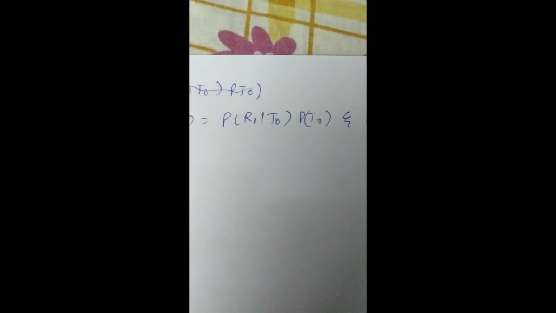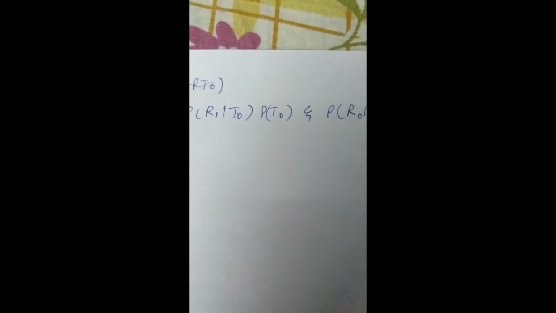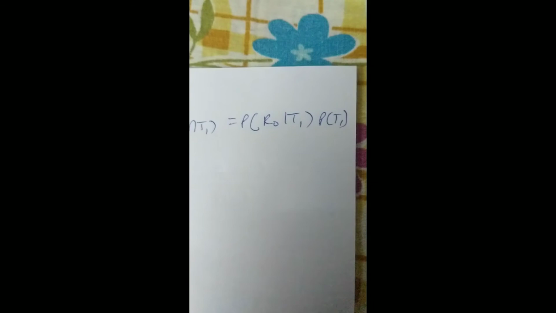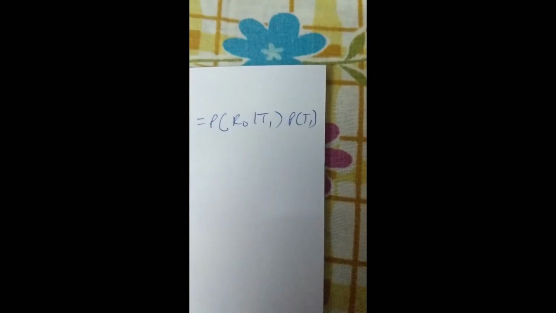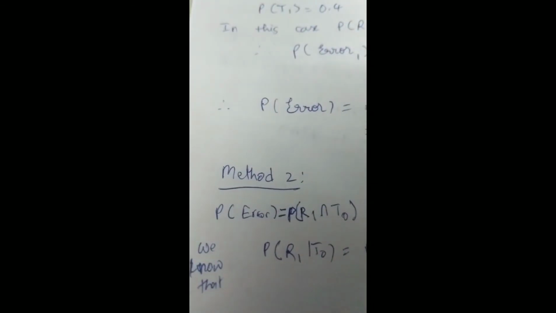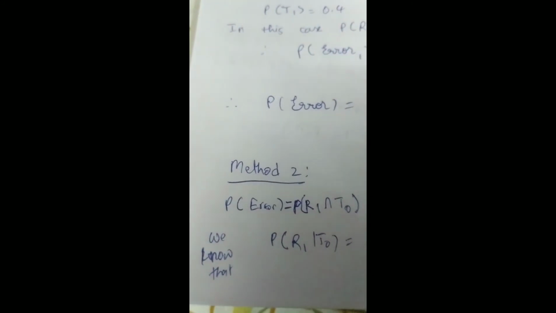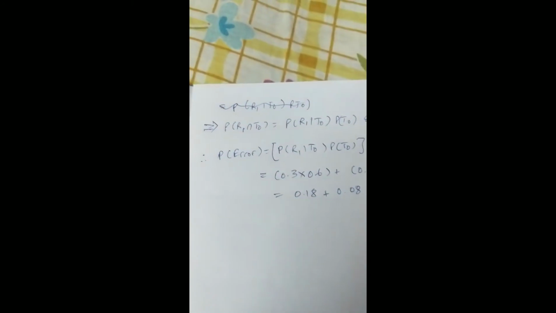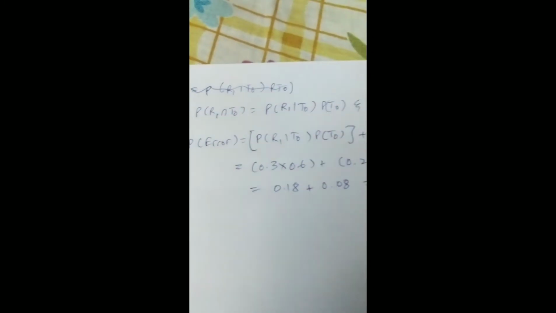So we can write the intersections as probability that 1 is received when 0 is transmitted times probability that 0 is transmitted, and this intersection as probability that 0 is received when 1 is transmitted times probability that 1 is transmitted. So substituting them in this probability of error equation and filling in the values that are already given, we get probability of error as 0.26, which is the same as the answer obtained from method 1.